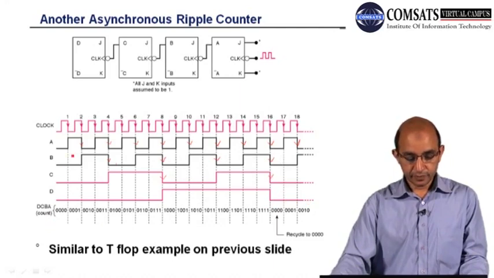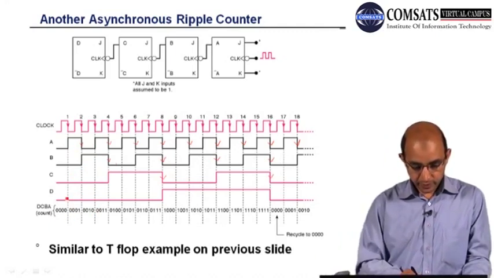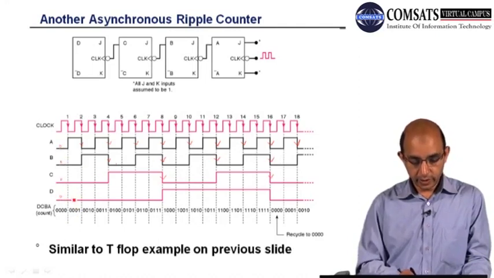So if I write down those values, reading A B C D: 0 0 0 0, then 0 0 0 1, and then 0 0 1 0. Let me write down the values: here we have 0 0 0 0, here we have 0 0 0 1, and here we have 0 0 1 0.